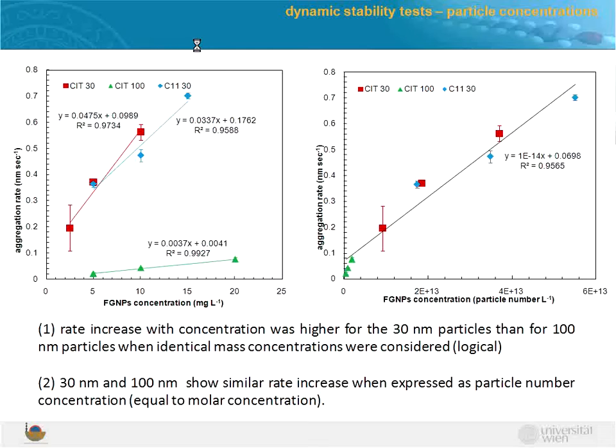This is the aggregation rate measured for different particle sizes as a function of nanoparticle mass concentration in milligram per liter. And we can see that the 100 nanometer citrate gold particles are aggregating much slower than the 30 nanometer gold particles. And the 30 nanometer gold particles, in these highly destabilized conditions, are both aggregating at the same speed, more or less.